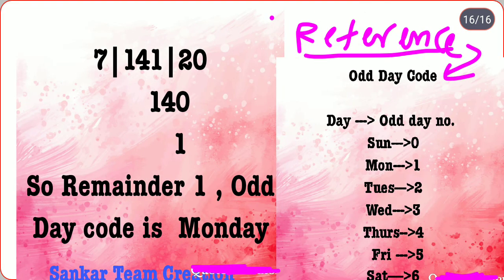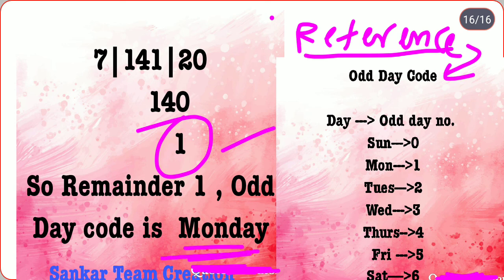Reference: 141 divided by 7, the remainder is 1. So the remainder is 1, and the odd day code is Monday. For reference, the odd day code is Sunday 0, Monday 1. That is equal to Monday 1. Are you understanding? Okay.